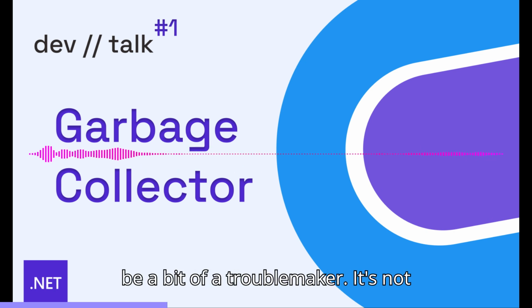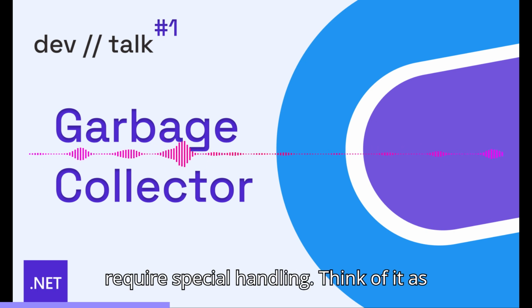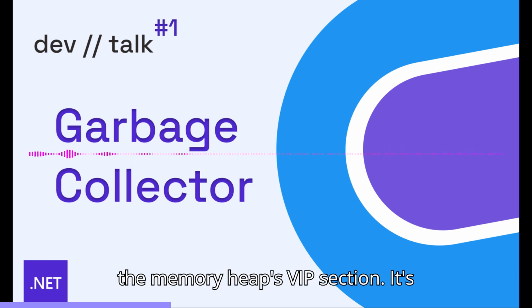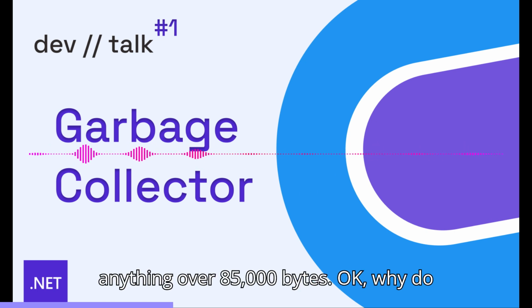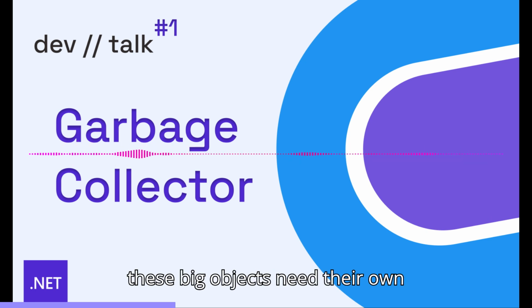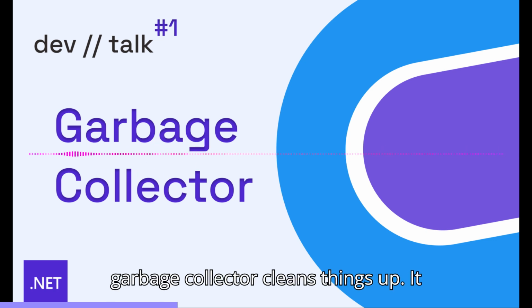Sounds like it could be a bit of a troublemaker. It's not really a troublemaker, but it does require special handling. Think of it as the memory heap's VIP section. It's reserved for those massive objects, anything over 85,000 bytes. Why do these big objects need their own exclusive club? It comes down to how the garbage collector cleans things up.